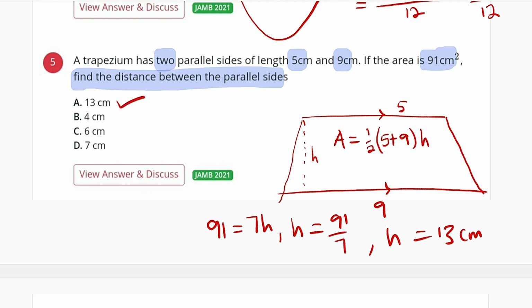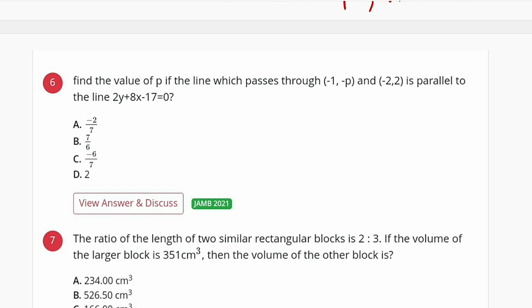Now let us go on to question number 6. Question number 6, we are asked to find the value of P if the line which passes through these 2 points is parallel to the line 2y plus 8x minus 17 equal to 0. Remember, if two lines are parallel, they must have the same slope. So now let us rearrange this equation into the standard form, slope-intercept form.